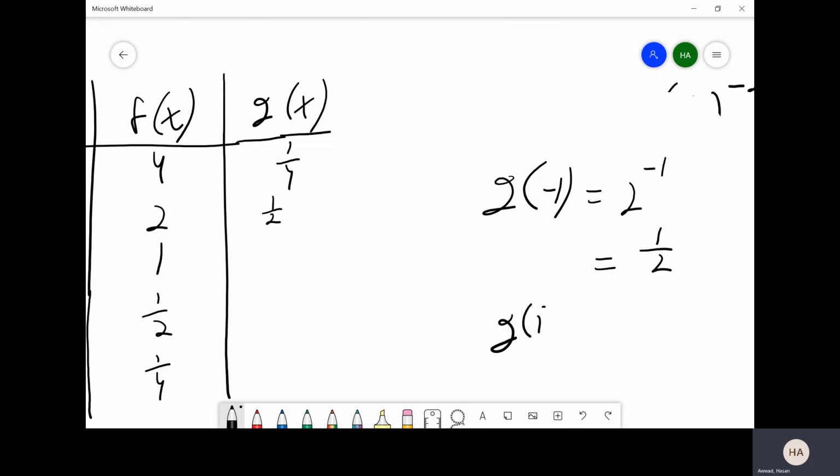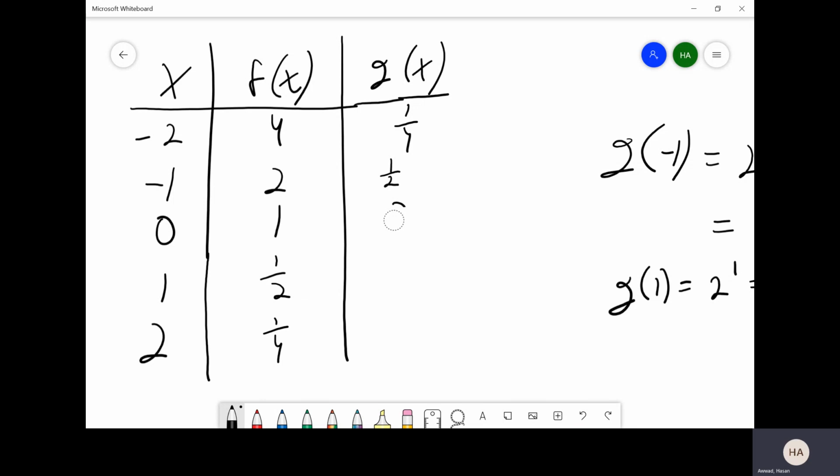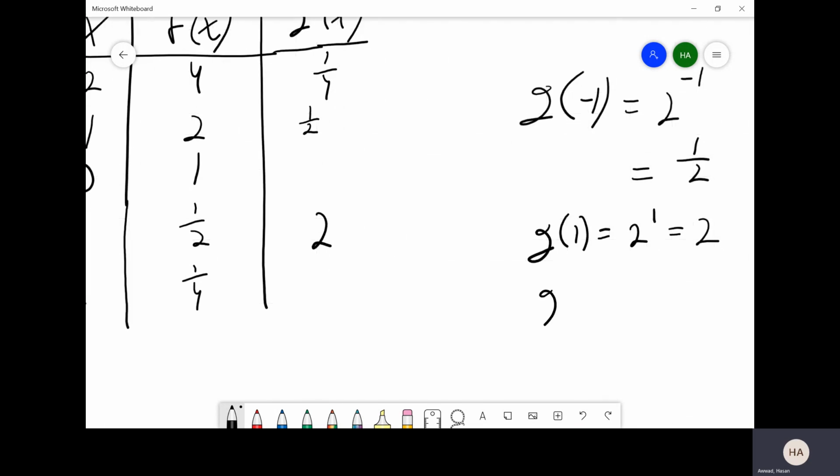Then we have G of 1. G of 1 is 2 to the first power, which is just 2. Any number to the first power is in fact just, oh, I'm sorry, that was not G of 1. My mistake. Well, that would be right here. G of 0 is the one that I missed. G of 0 is 2 to the 0 power, which is 1. Again, any number to the 0 power is 1.